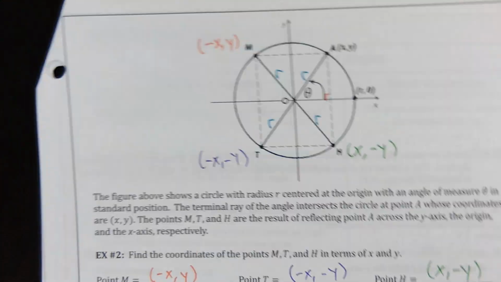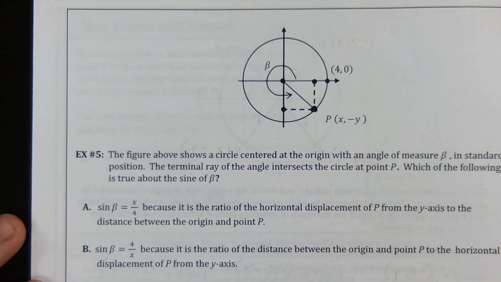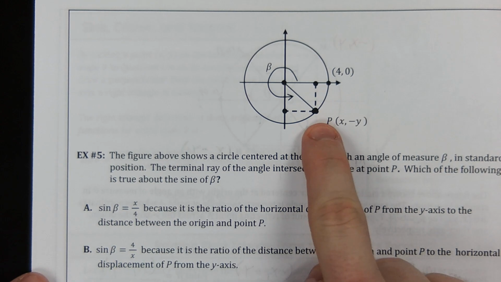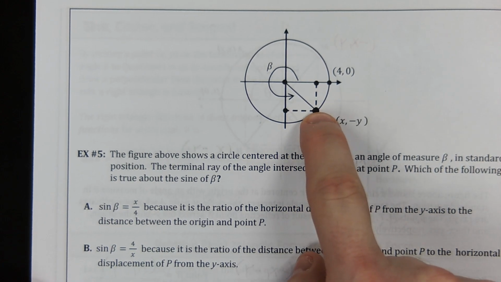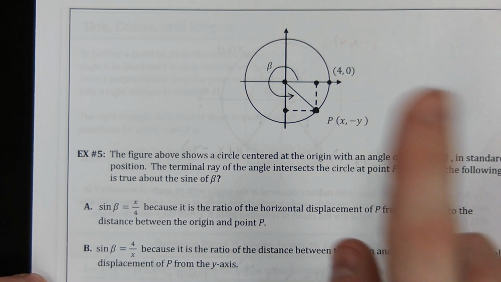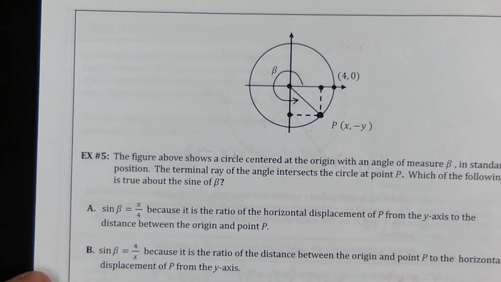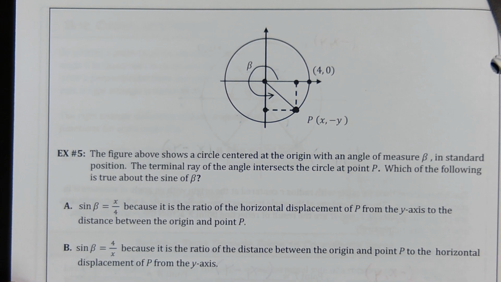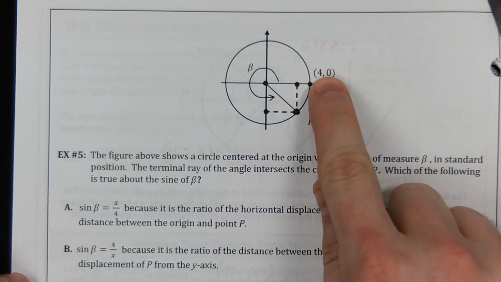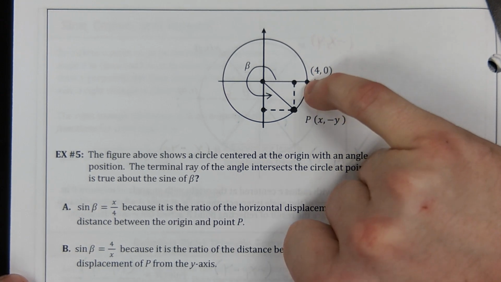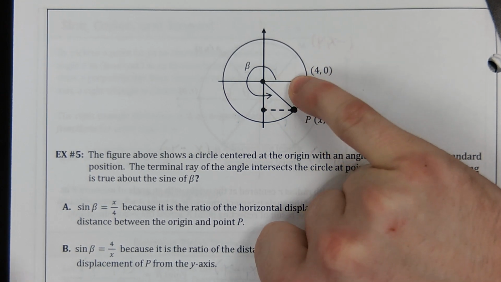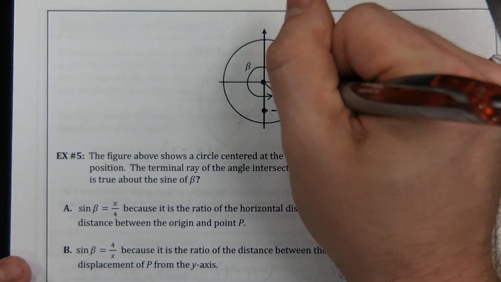All right, where was I? Back here? That's right. Angle beta, it's in standard position. Terminal ray is right there. Hits point P on my circle. There's the coordinates. And you know what? I know the radius of the circle. Radius of the circle is 4. How do I know? Because that point is exactly 4 from the origin. So the radius of this circle is 4.